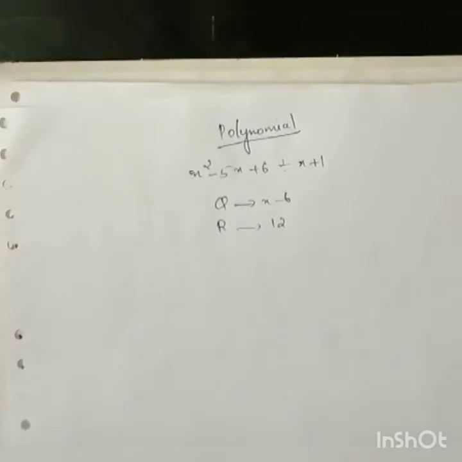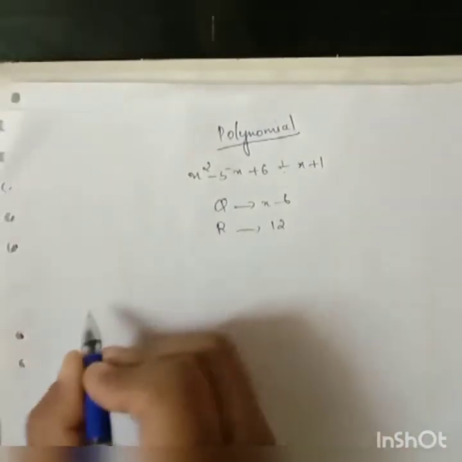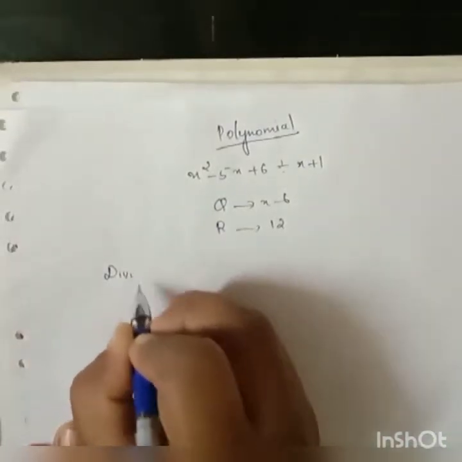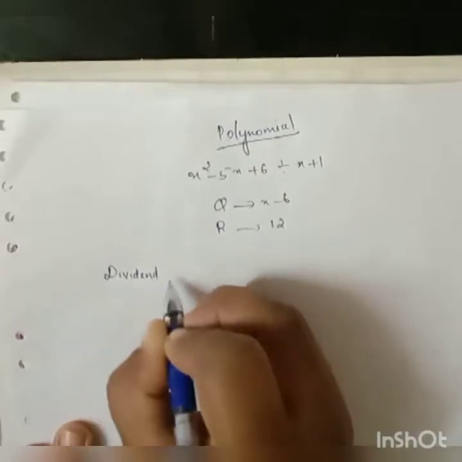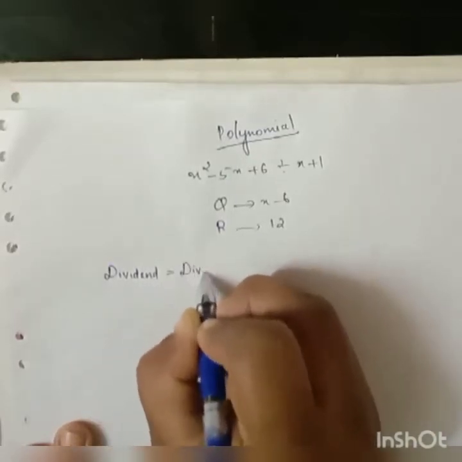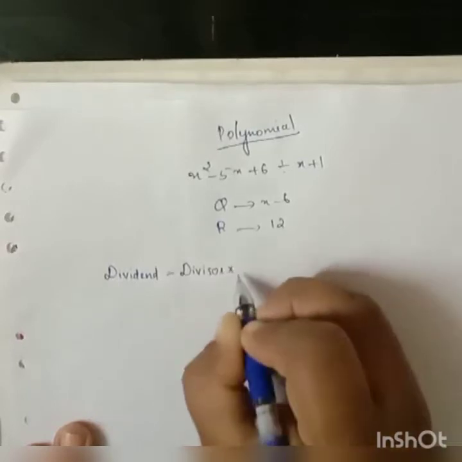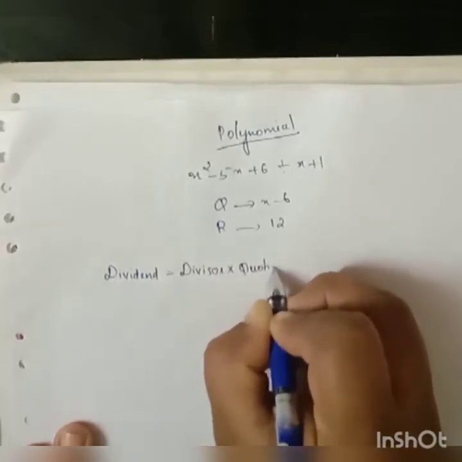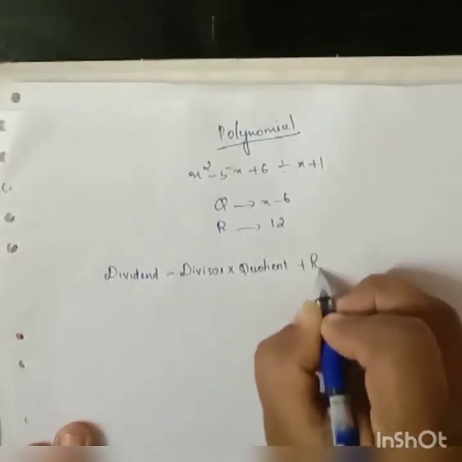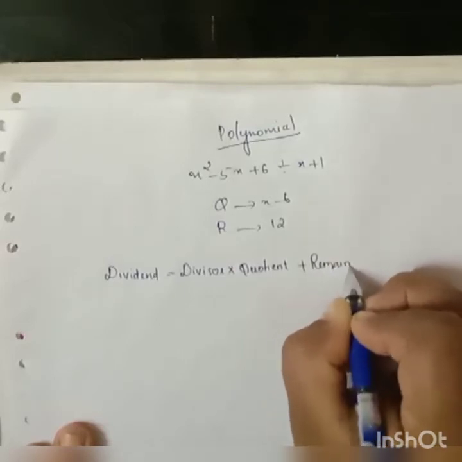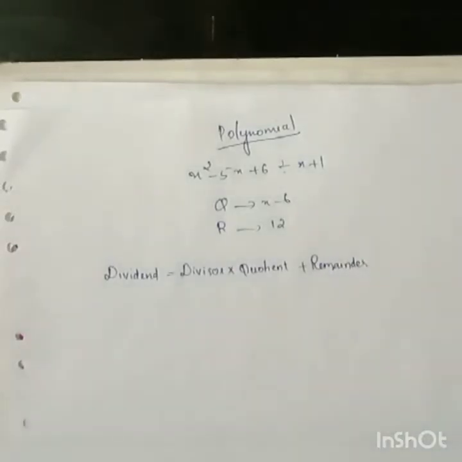Now we already know the identity: dividend equals divisor into quotient plus remainder.